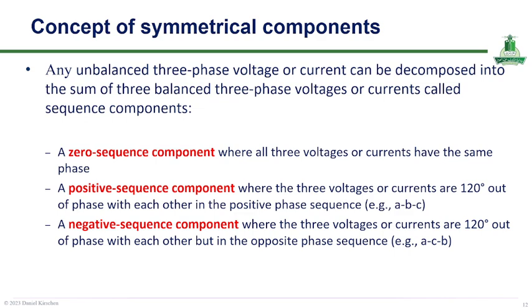The positive sequence corresponds to normal balanced operation. The negative sequence reflects phase reversal or asymmetry, and the zero sequence represents components that are in phase with each other. So by breaking a complex unbalanced system into these simpler balanced parts, you can analyze faults, stability, and system performance more efficiently and more effectively.